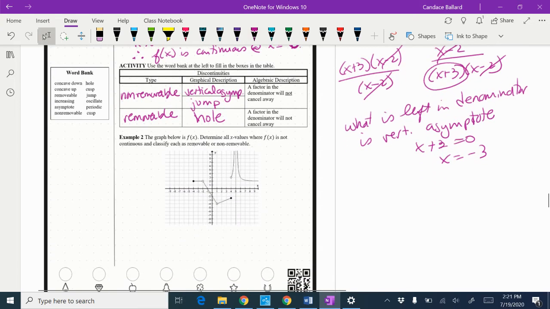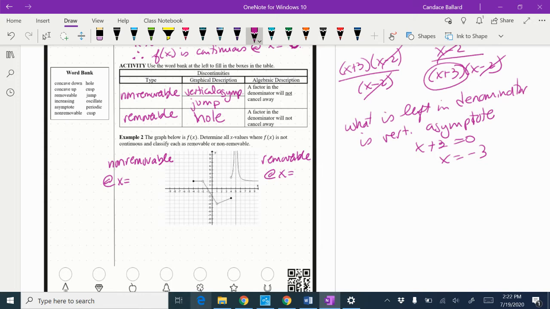All right, so let's see if we can get some of this off the graph. The graph below is f of x. Determine all x values where f is not continuous and classify each as removable or non-removable. So I'm going to make two categories, non-removable and removable. And we're going to always add x equals.